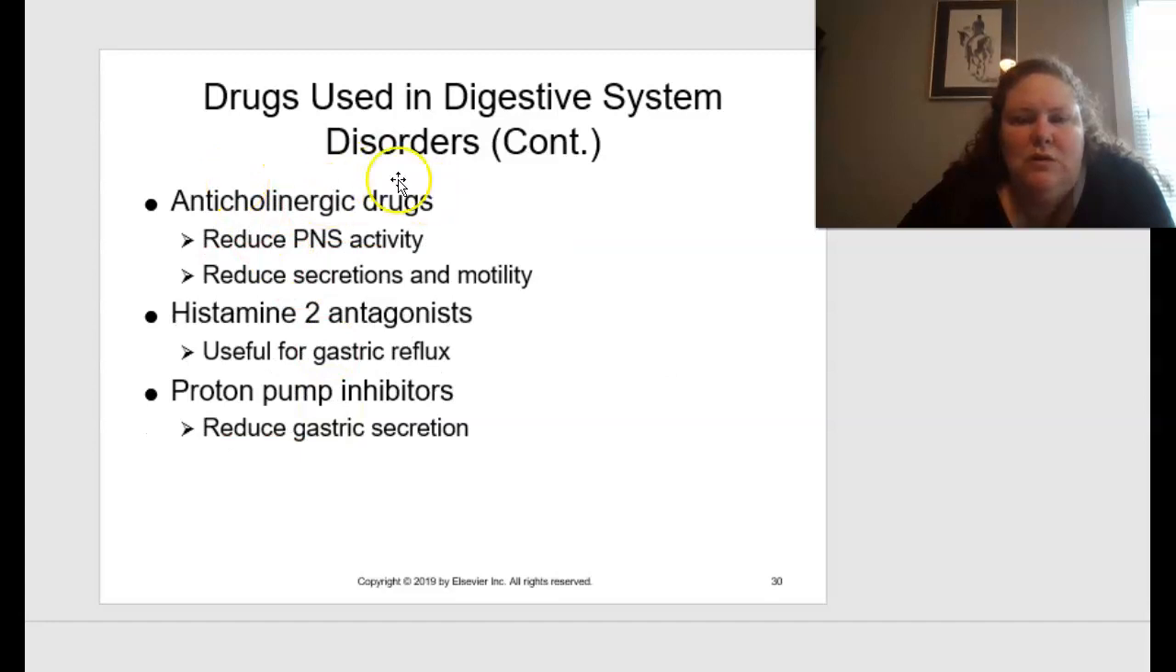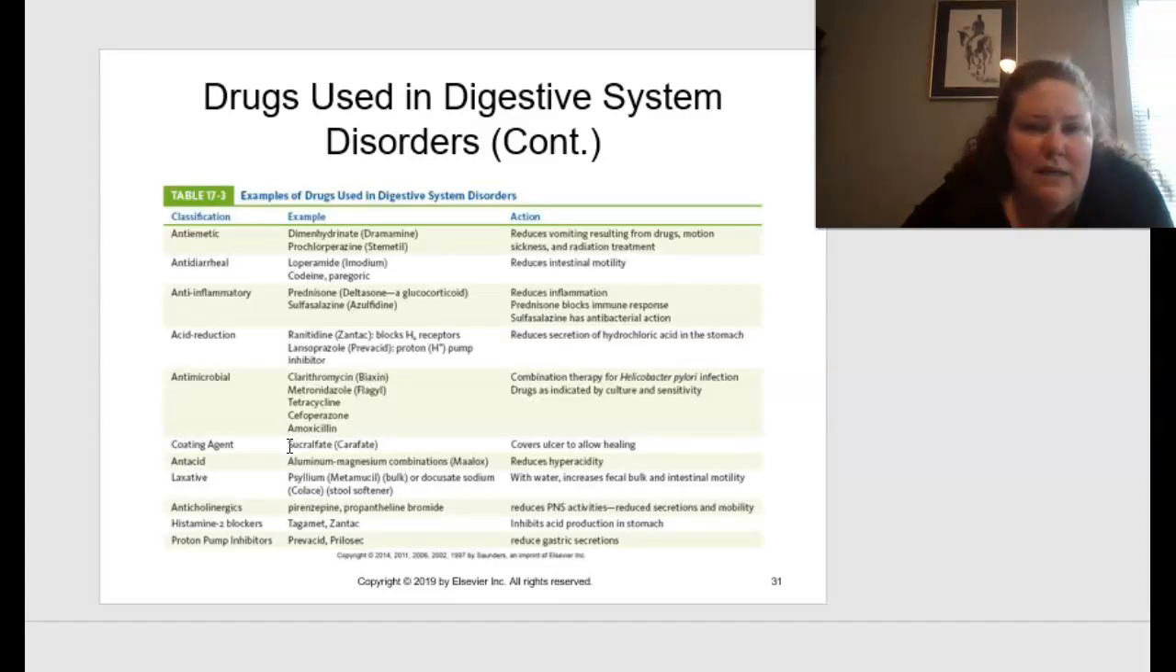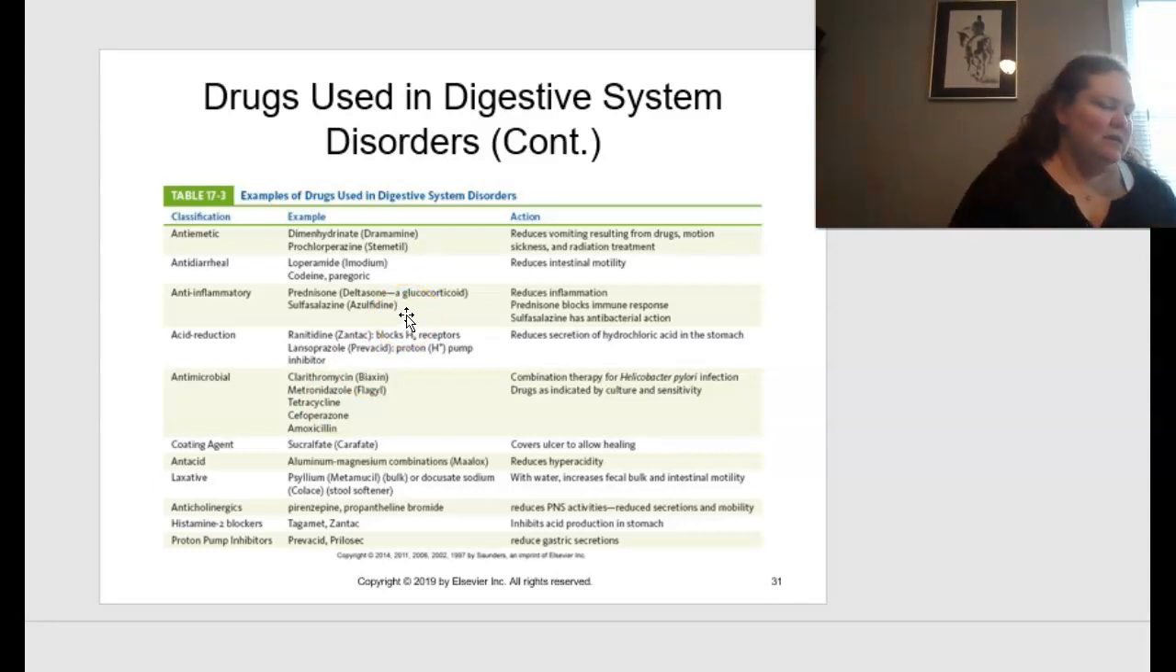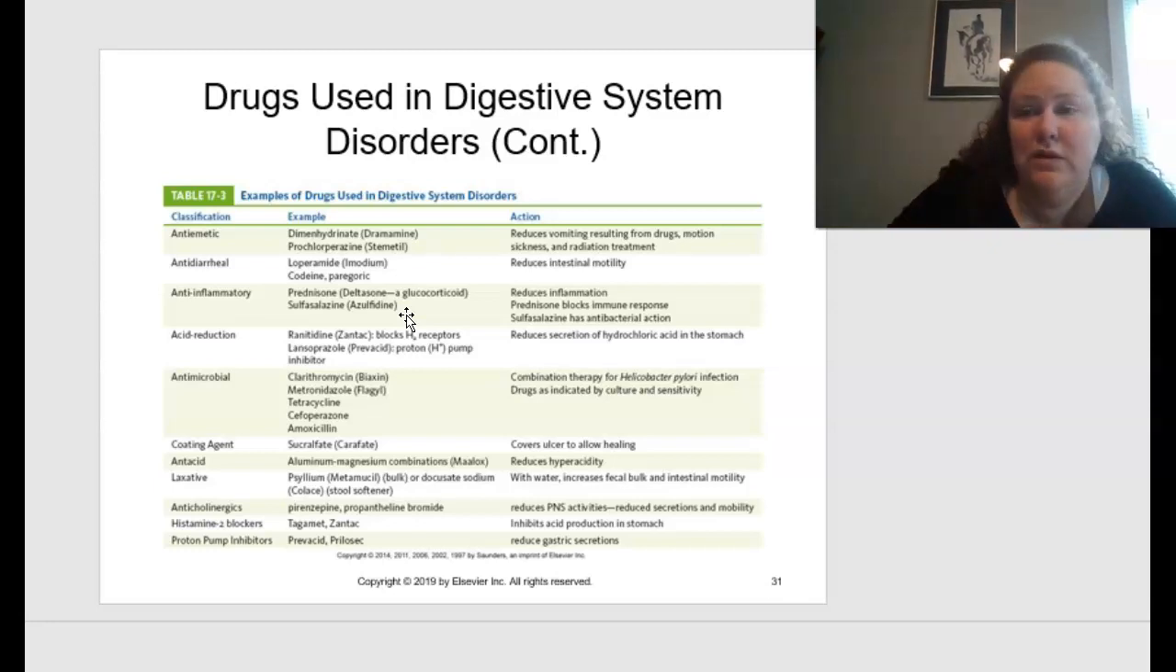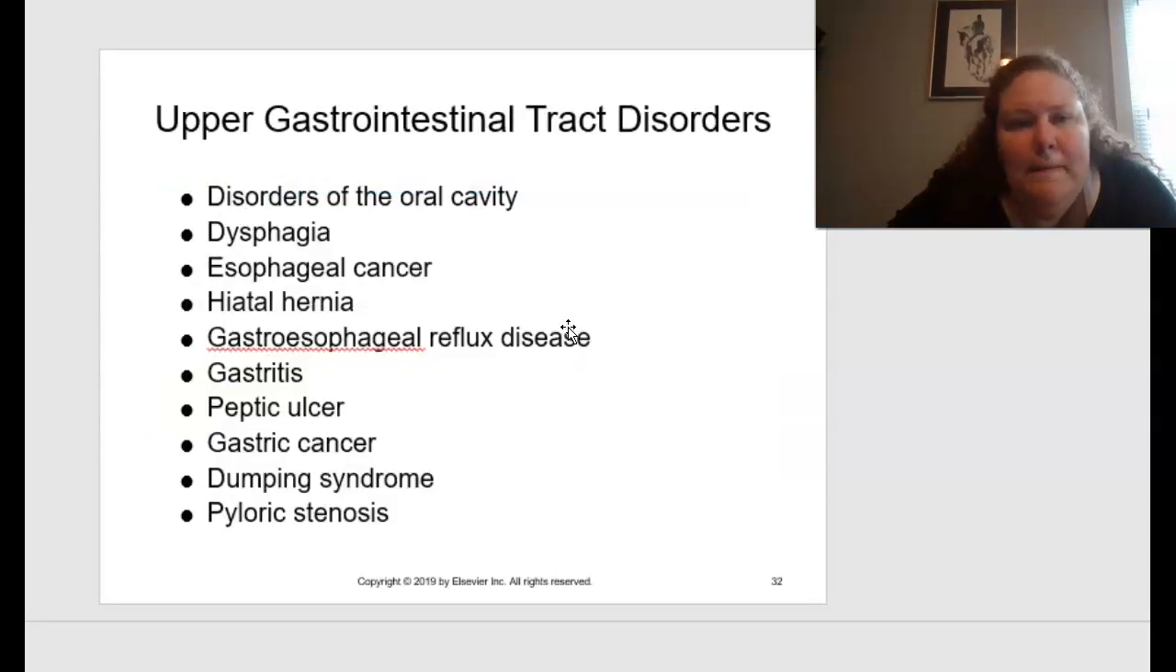You can also have anticholinergic drugs, and these are going to reduce the parasympathetic nervous system activity. And then you can also reduce secretions and motility. You also have histamine 2 antagonists, and these are useful for gastric reflux. You also have proton pump inhibitors, and these can reduce gastric secretions. So here are examples of drugs that are used in digestive system disorders. And again, you know how I love my tables, right? This is on page 440 of your book, table 17.3. It's the classification, examples, and then also the different actions.